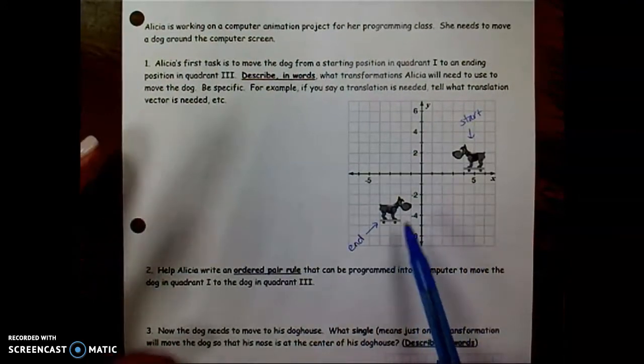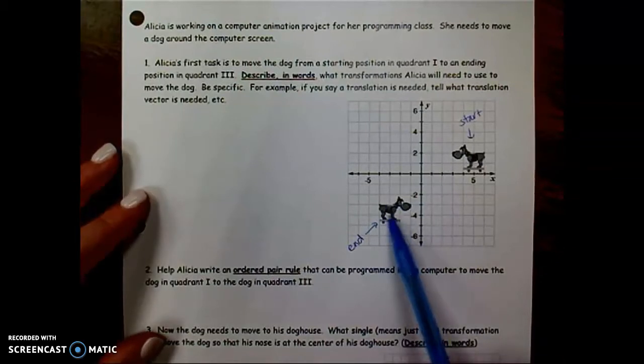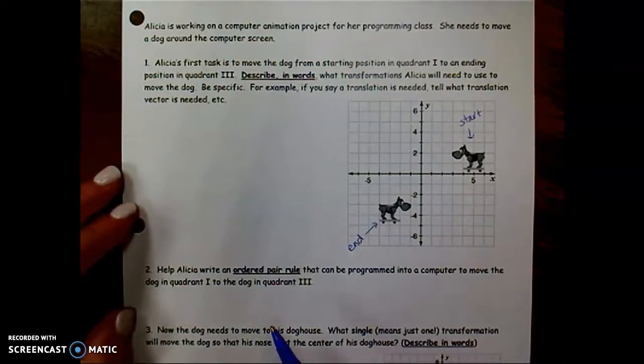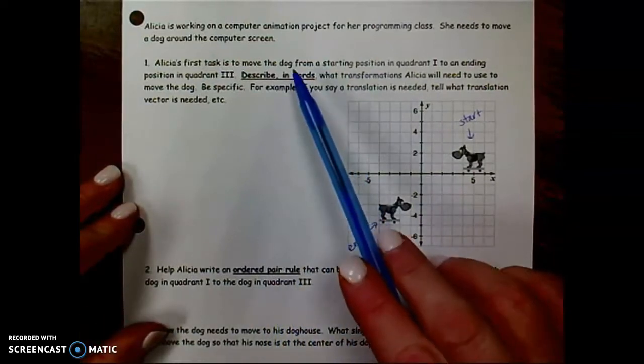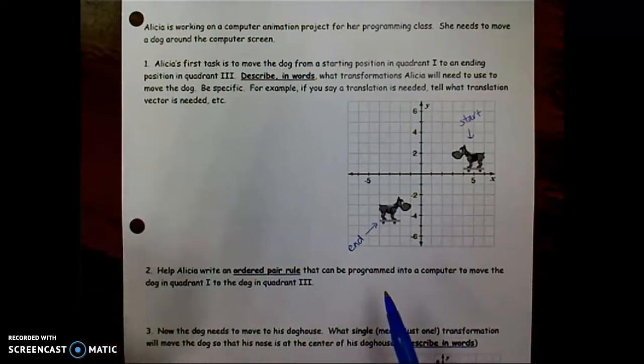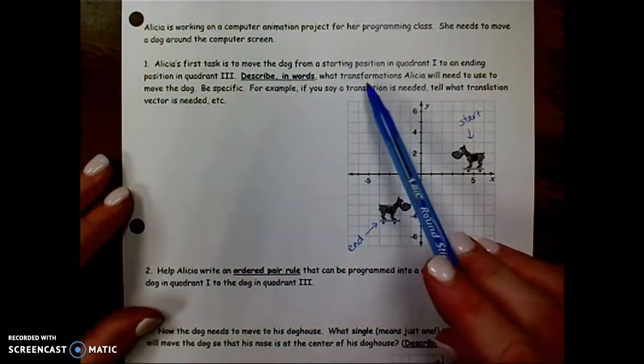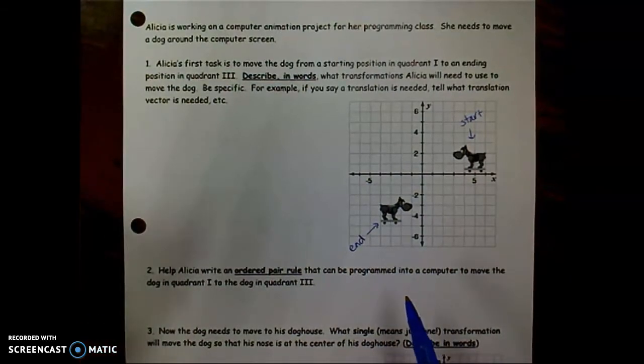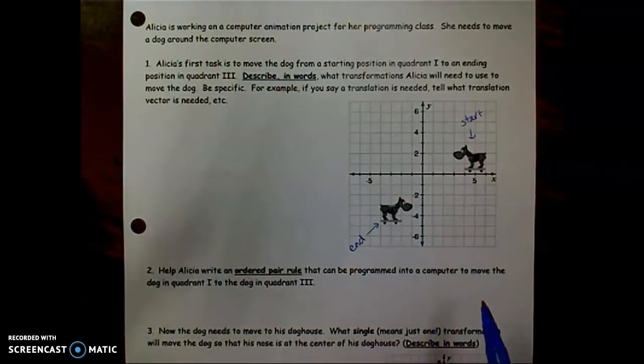So some of you messed up by transforming this dog to get to this one. So make sure you read the directions, which one's your starting dog. We're going to describe in words, not with an ordered pair rule, what transformation Alicia will need to use in order to move the dog. And we want to be specific. That means every time we say translation, we have to tell what direction and how many units. Every time we say reflection, we have to say across what line. Every time we say rotation, we have to say the number of degrees, direction, and around what point.